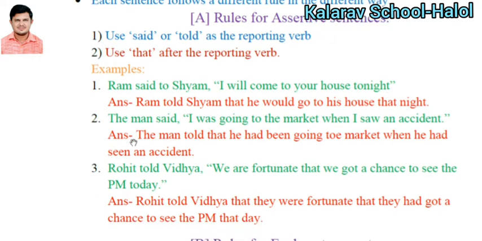That night. Same as: The man said, I was going to market when I saw an accident. The man said, when you transform this into indirect, becomes the man told, that is used as a conjunction. I was going: the simple past tense becomes past perfect tense. Past perfect continuous sentence formation: subject plus had plus been plus ing. I was going, which tense is this sentence related to? This sentence is in the past continuous tense. So past continuous tense transforms into past perfect continuous tense. So the man told that he had been going to market when he had seen an accident.